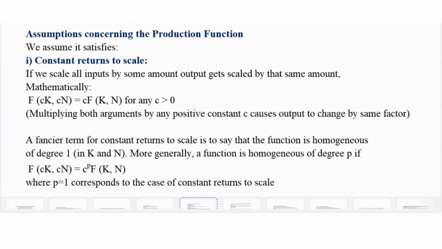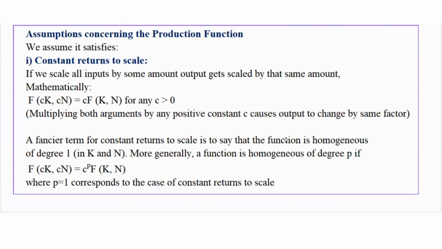Now, there are certain assumptions that we're going to make with respect to this production function in our Solow model. So we assume it satisfies constant returns to scale. This means that if we scale all inputs by some amount, output gets scaled by that same amount. Mathematically, if I scale both my inputs, capital and labor, by C, output also gets scaled by C for any C greater than 0. So if we scale all inputs, in this case both capital and labor, by some amount C, output gets scaled by that same amount C.